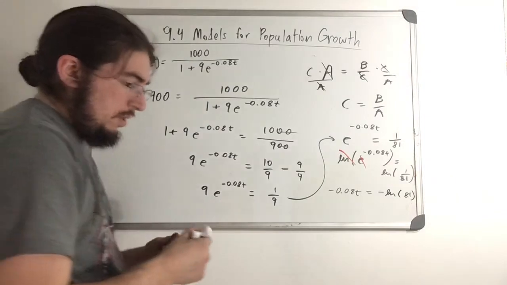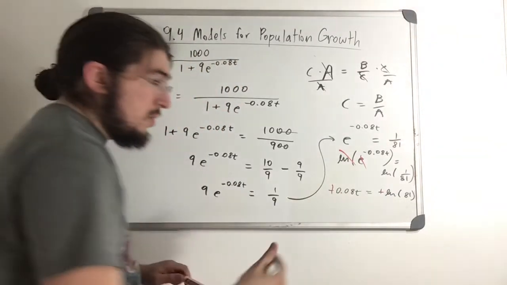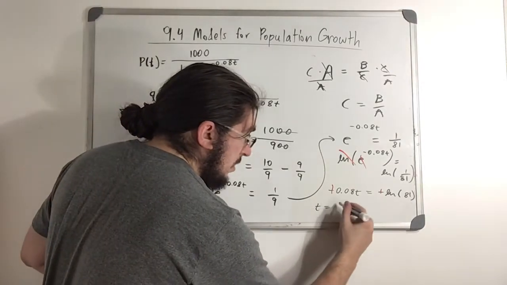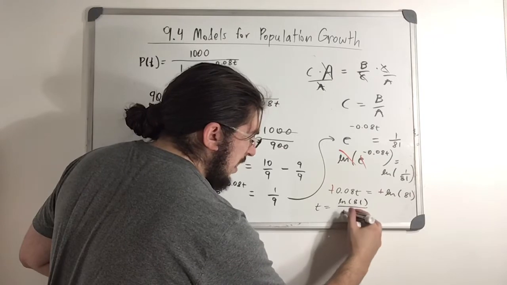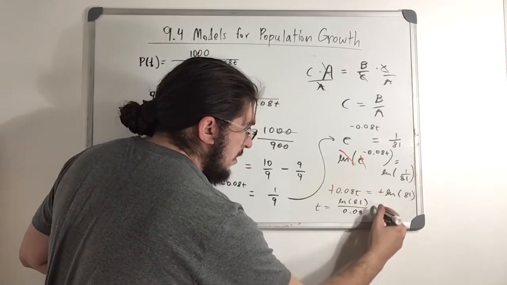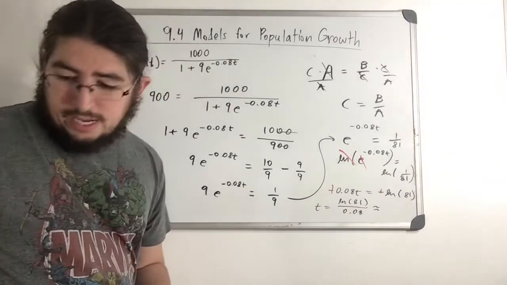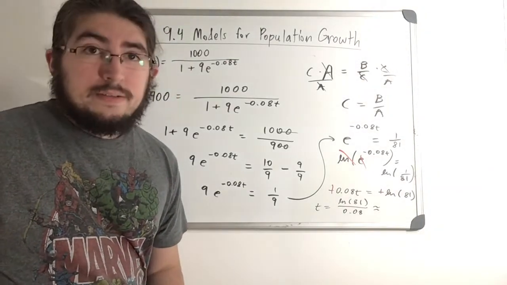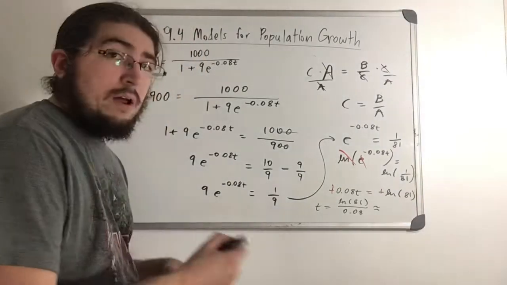Now we can cancel the negatives. Then divide both sides by 0.08, so we get t is equal to ln of 81 divided by 0.08. There's a little more you can do here, but all I'm going to do now is just plug it into my calculator, and let me see what I get. Okay, so I got 54.9, if you round.